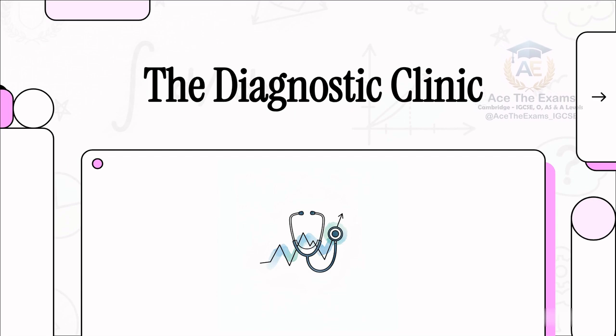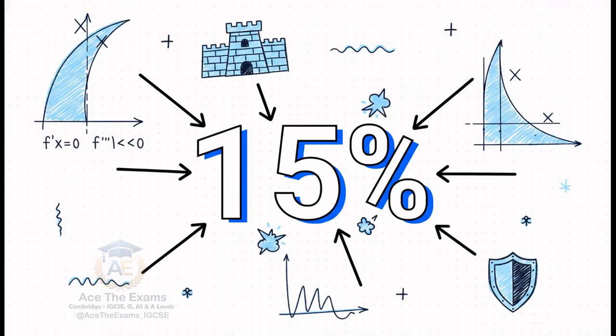We're going to diagnose the exact symptoms of a failing exam answer, and then we're going to prescribe the precise analytical cure to get you those top marks. Think of this explainer as your medical residency in advanced calculus. Because you aren't just learning math today, you're learning how to surgically extract marks from the Cambridge examiners. Let's get started. 15%. Just let that sink in for a second.